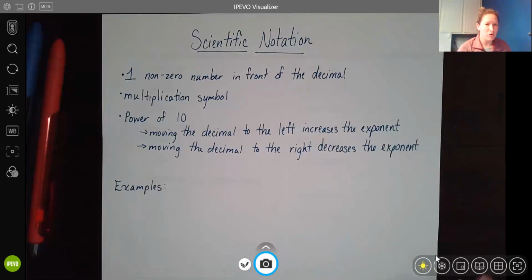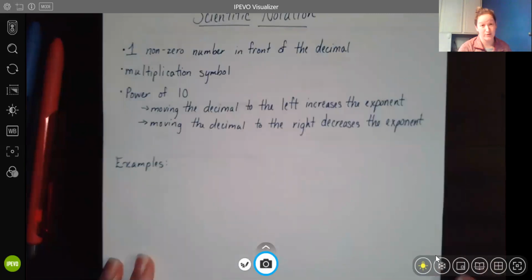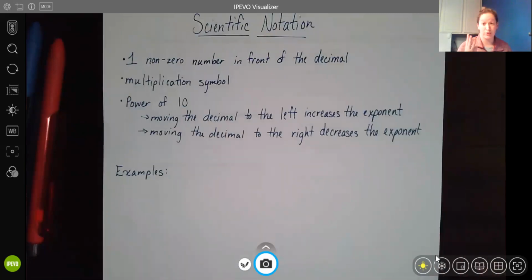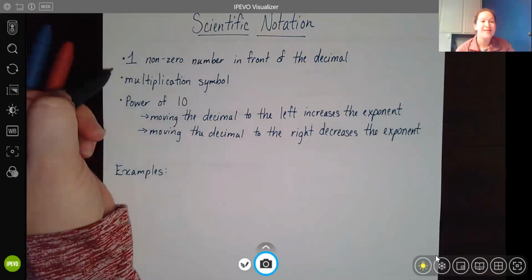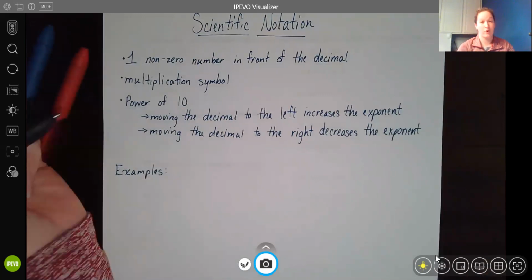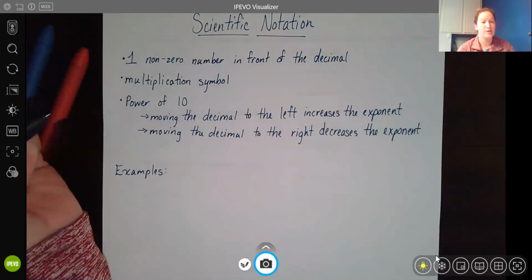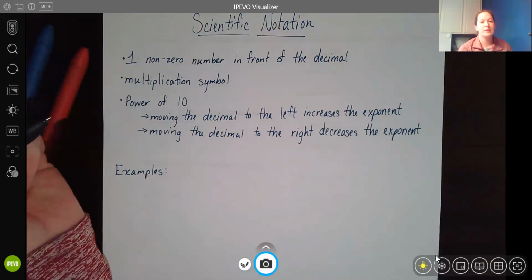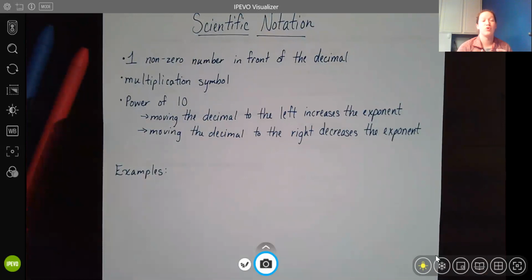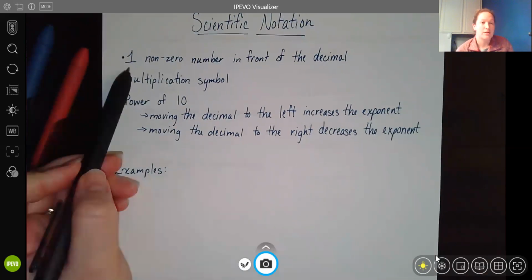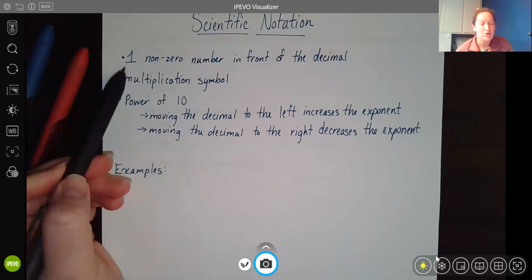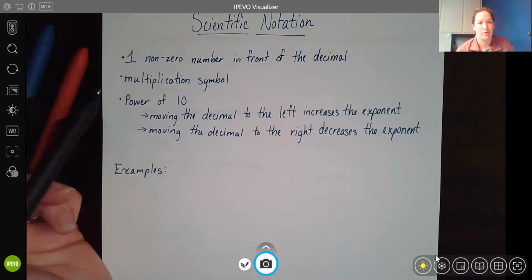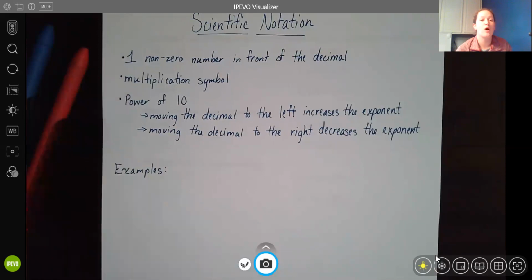In order for something to be in correct scientific notation, it has 3 parts. The first part is we have one non-zero number in front of the decimal. Okay, that's really, really important. We don't consider anything to be correctly written in scientific notation if there is a 0 in front of the decimal or if you have more than one number. So we're really focusing on one non-zero number in front of the decimal.